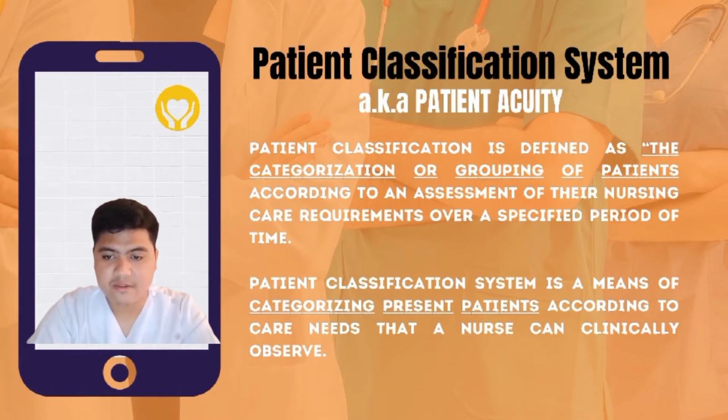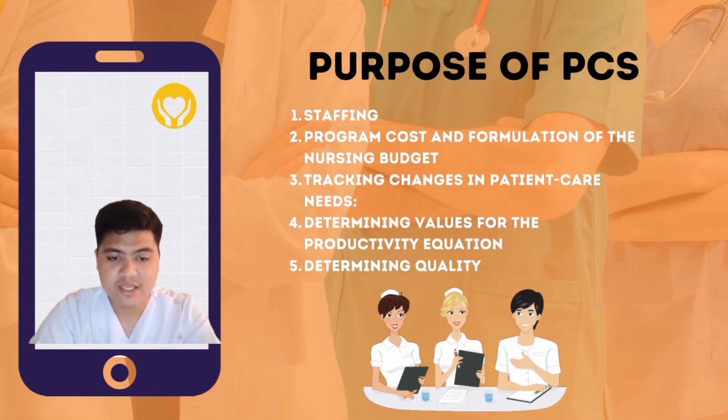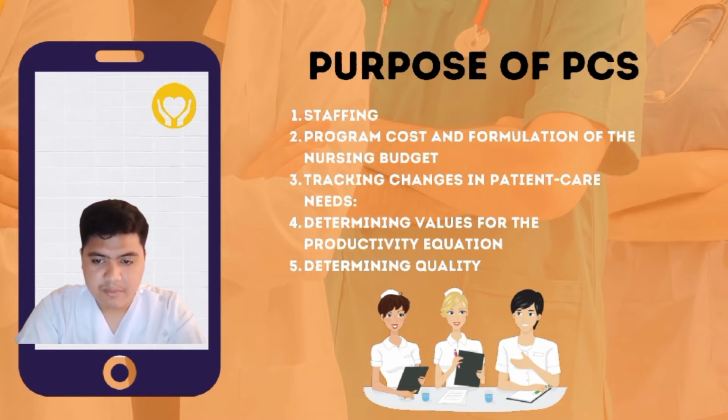First is staffing. The system will establish a unit of measure of nursing time. This unit of measure will be used to determine both the numbers and kinds of staff needed. Patients can be matched with available nursing resources. Second is program cost and formulation of the nursing budget. A prescribed unit of time will be used to determine the actual cost of nursing service. Third is tracking changes in patients' care needs.